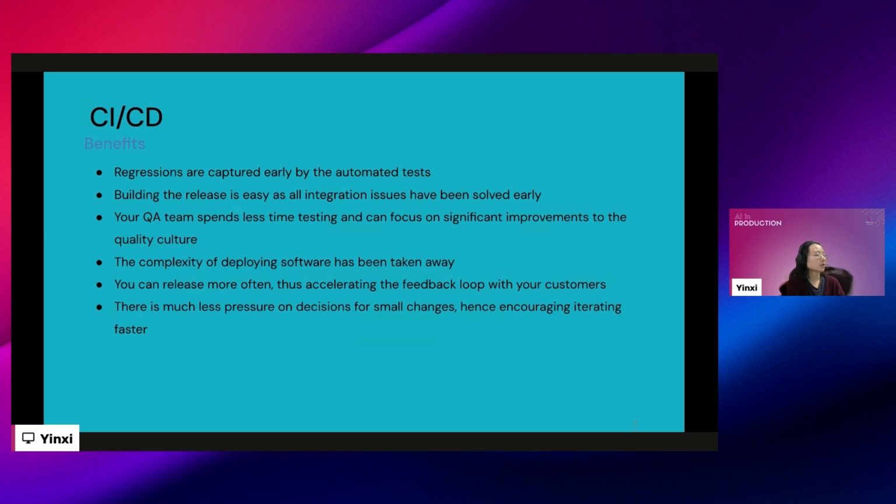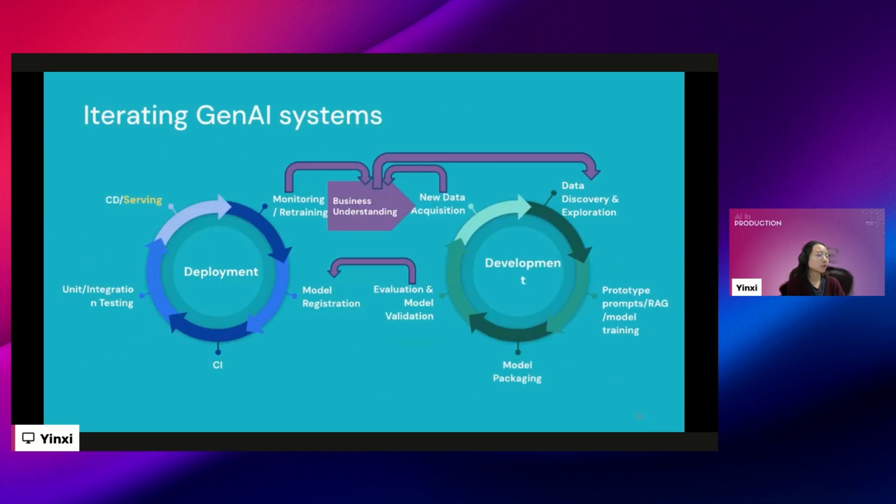The benefits of CI/CD, of course, are automated tests that help catch regression errors at an early stage and reduce friction in the model iteration and pipeline iteration stage.